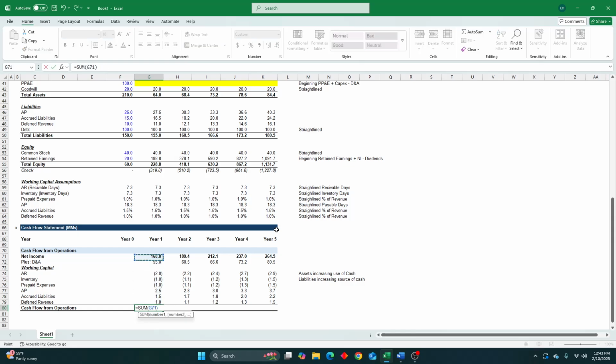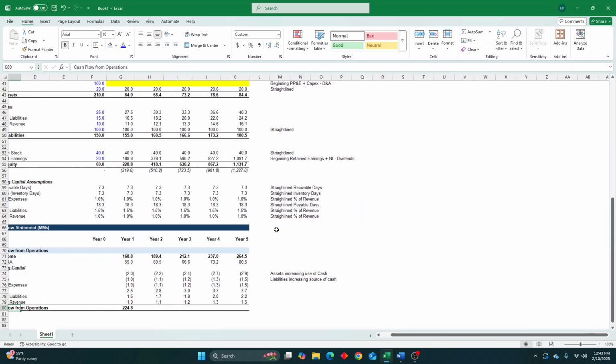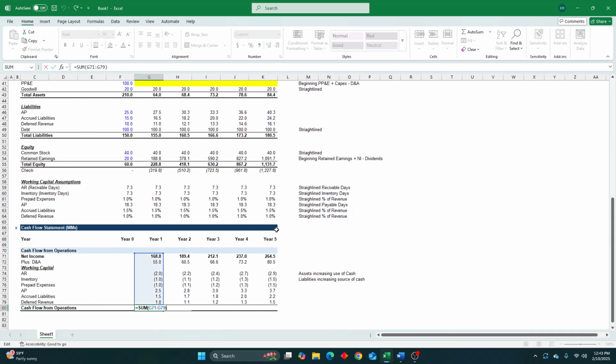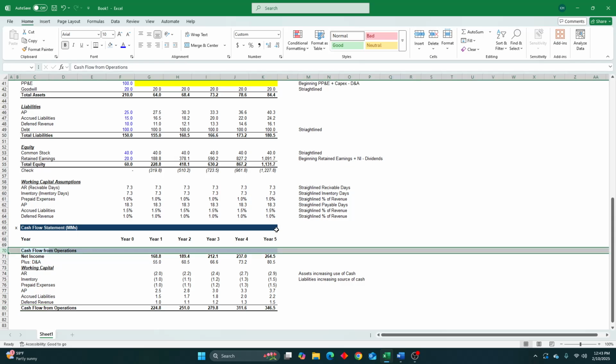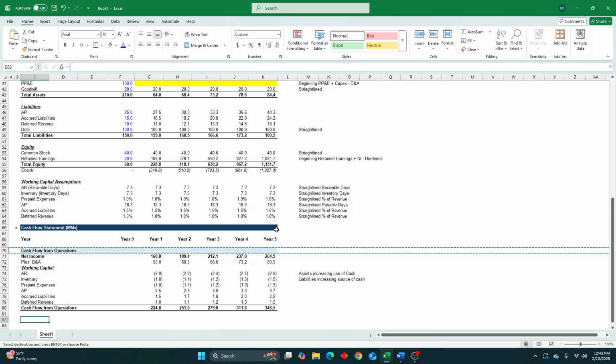Now we also have our cash flow from operations, and so this is going to be the sum of all of our non-cash items plus our changes in net working capital. And so we can see it reflected here. In this case, our cash flow from operations is going to be a positive 224 in year one, growing all the way to a positive 346.5.